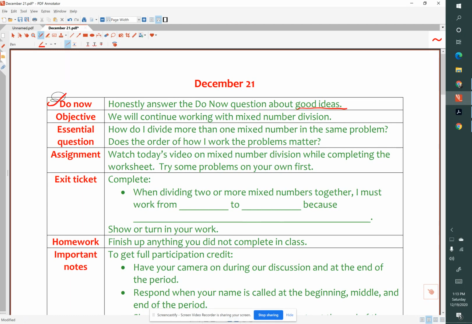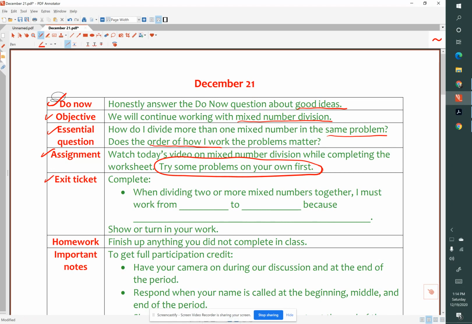Good ideas. We will continue in our objective working with mixed number division, and our essential question will be, how do I divide more than one mixed number in the same problem? And does the order of how I work the problems matter? Our assignment today is to watch our video and complete the worksheet. I want you to try some problems on your own first and then check them as you go along. I know you'll become an expert as you do.